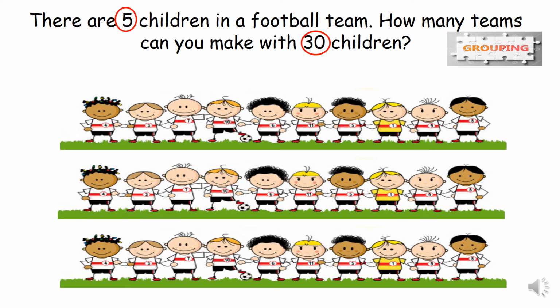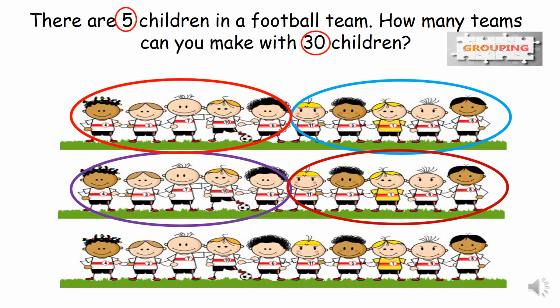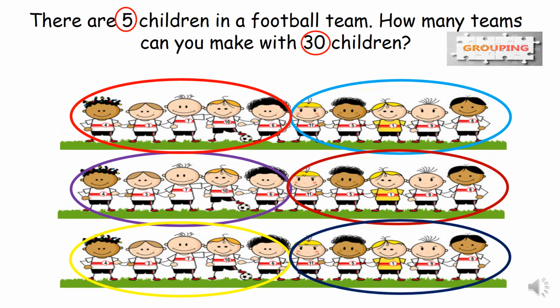So now we have our 30 children lined up. They're in groups of 10, so we know there's 30 of them. What we're going to do is we're going to group these children into groups of 5. That means there needs to be 5 children in each group. 1 group of 5, 2 groups of 5, 3 groups of 5, 4 groups of 5, 5 groups of 5, 6 groups of 5. How many groups did we make? 1, 2, 3, 4, 5, 6. We made 6 groups of 5.